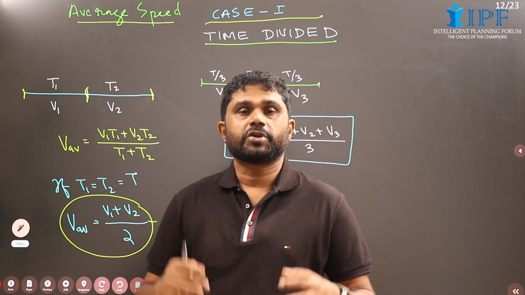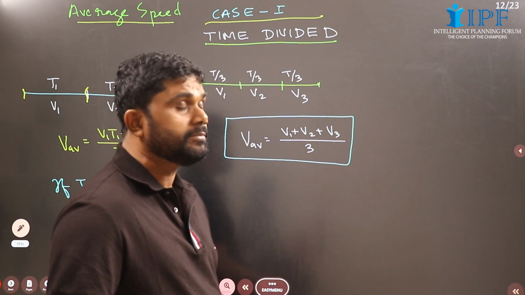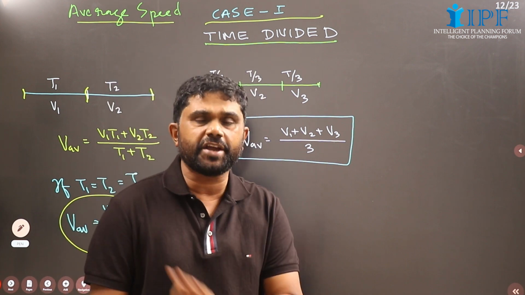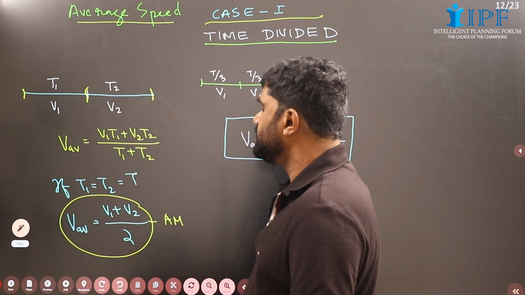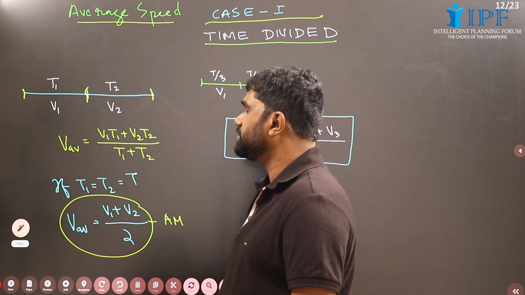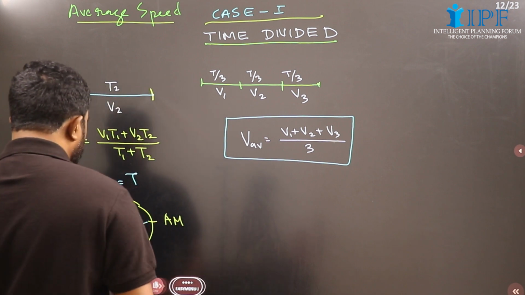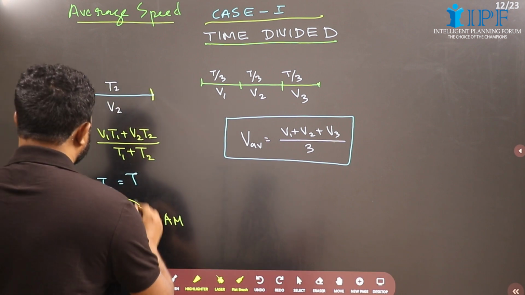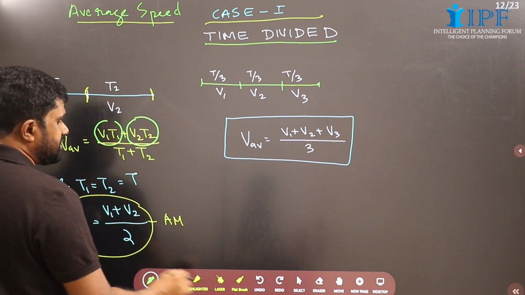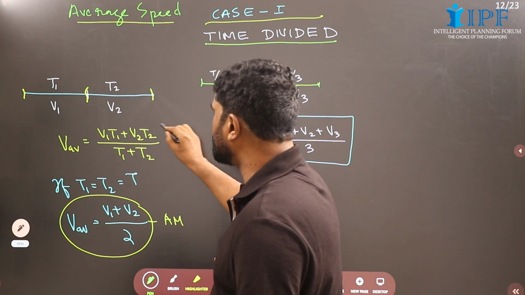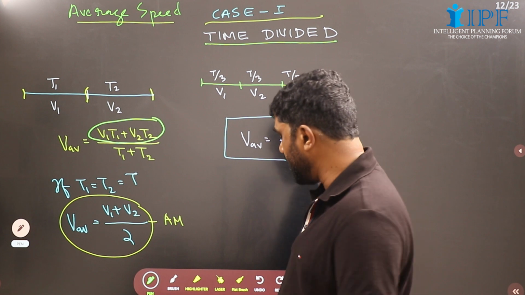For the average speed, there is only one formula, total distance divided by total time, and it is unconditional. It is always true. Total distance divided by total time will give you the average speed. During the first interval of time t1, the distance traveled will be v1t1, and during the next interval t2, the distance traveled will be v2t2. The sum will give you the total distance traveled, over total time t1 plus t2. That is the average speed.